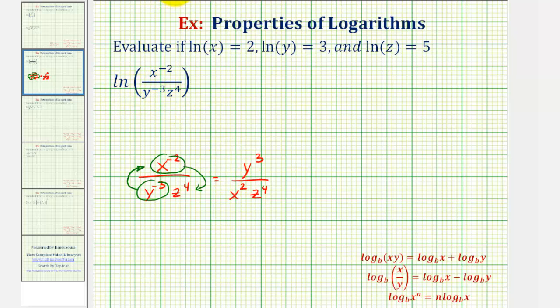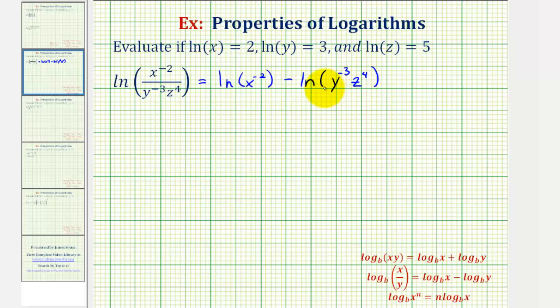So we could rewrite the logarithm using this fraction instead, but let's go ahead and use the logarithm in the current form. So because we have the natural log of a quotient, we can write this as a difference of two logarithms using the quotient property of logarithms here. Where if we have the log of a quotient, we can write the log of the numerator minus the log of the denominator. So this is equal to natural log x to the power of negative 2 minus natural log of y to the negative 3 times z to the fourth.